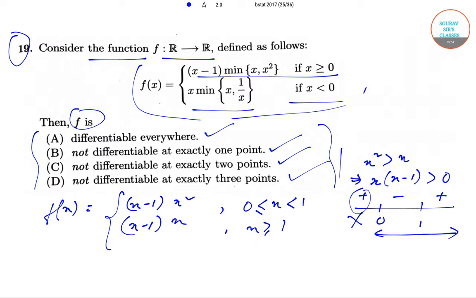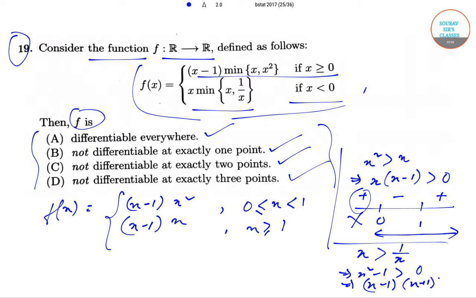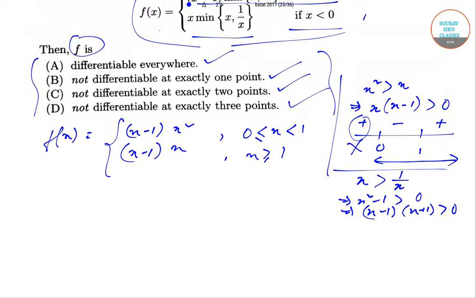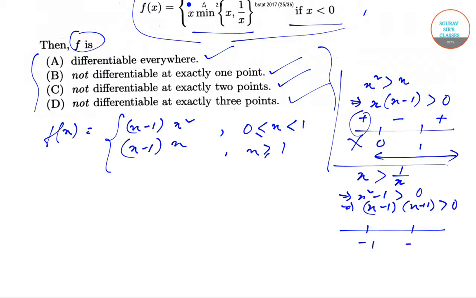Similarly, this is the first part, and the second part will be when x is greater than 1 by x. This implies that x square minus 1 is greater than 0, which implies that x minus 1 into x plus 1 is greater than 0. Now if we put it on a number line, minus 1 and plus 1, this will give plus, minus, plus. Now 0 is somewhere over here, and we don't want to consider this part. We are only concerned with the part where x is less than 0.